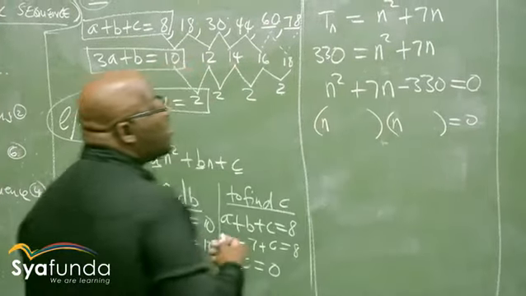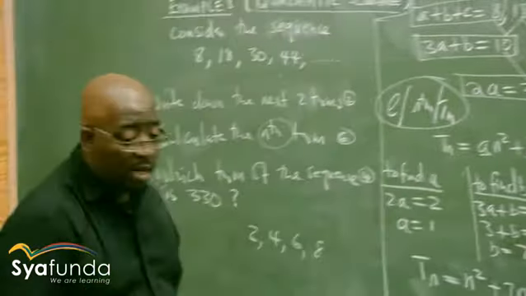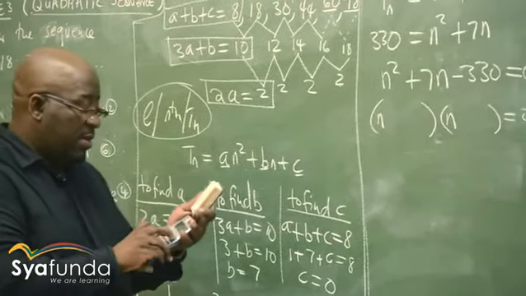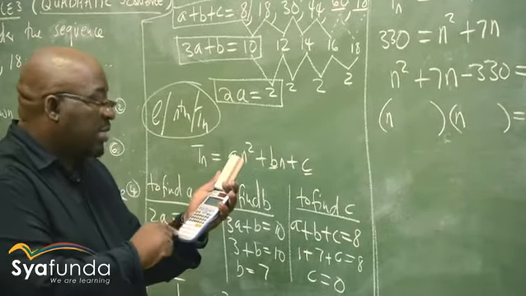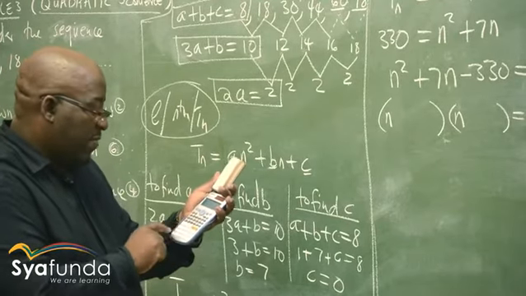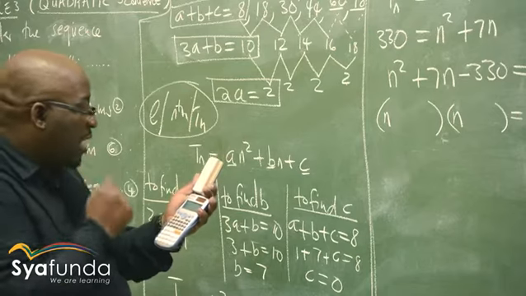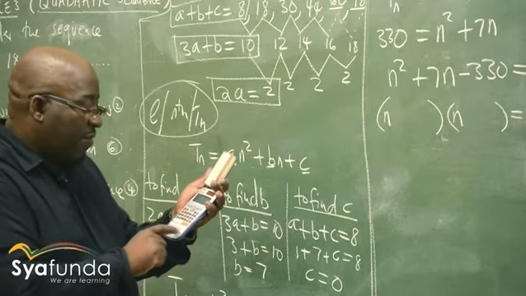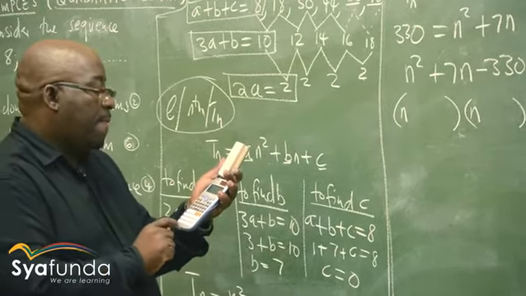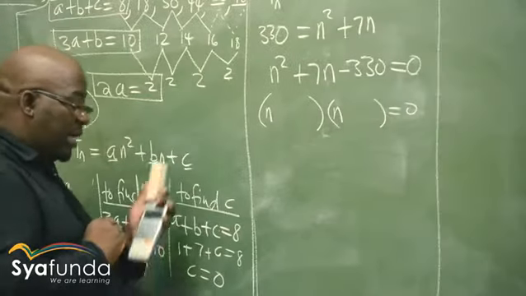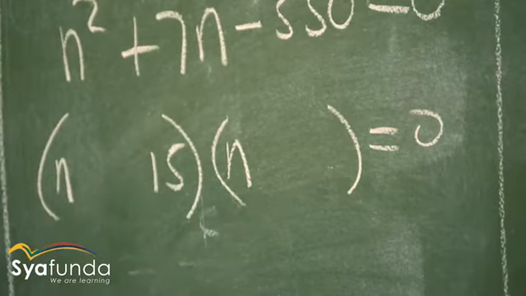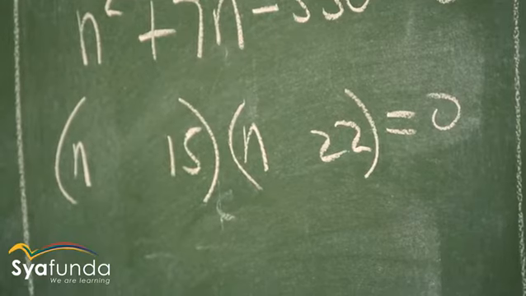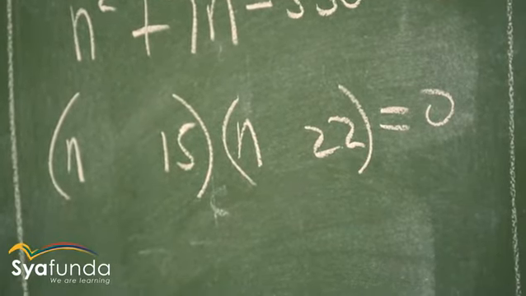I factorize. This is equal to 0. n and n. I'm looking for factors of 330 that will give me 7. Let's work them out. If I say 330 divided by 10, what do I get? I'm getting 33. I've got 10 and 33. It's not giving me 7. I work it out again. Let me try 15. 330 divided by 15 is 22. 15 and 22, I do get 7 in that particular case. Right, there are so many ways of factorization. You can get your factors using a calculator straight away.